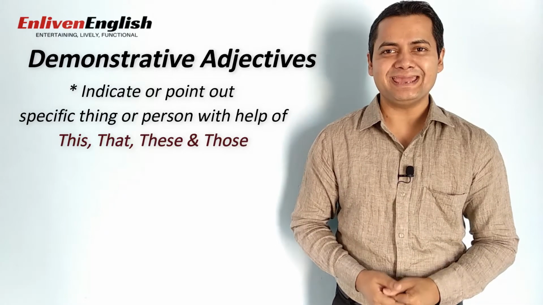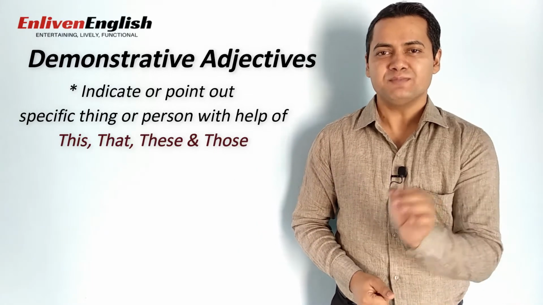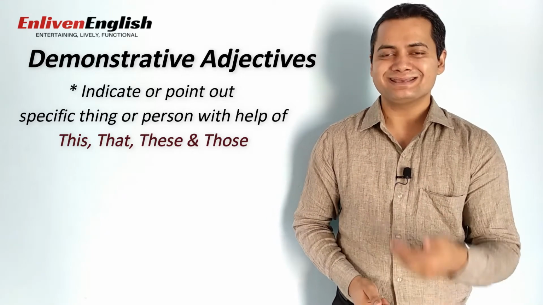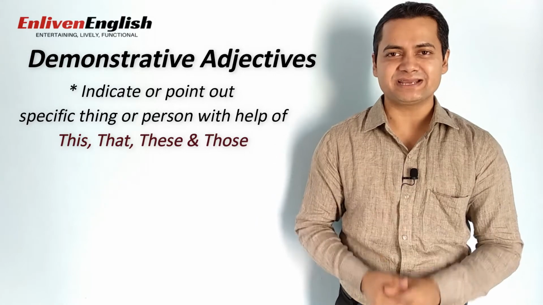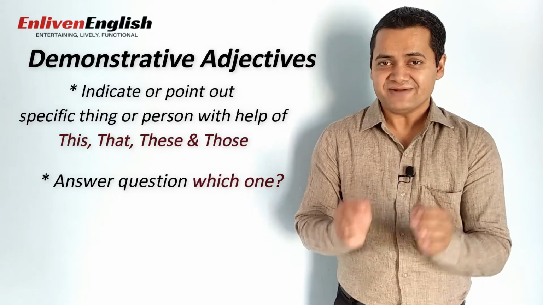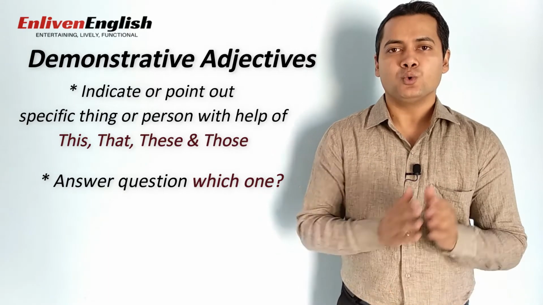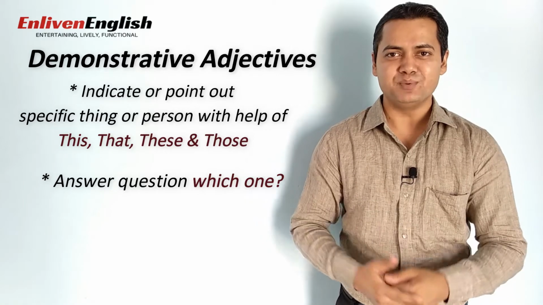When we want to indicate or point out a specific person or a thing, we use demonstrative adjectives this, that, these, and those. With the help of a demonstrative adjective, we answer the question, which one? A demonstrative adjective emphasizes which person or thing we are talking about. Let's see some examples.